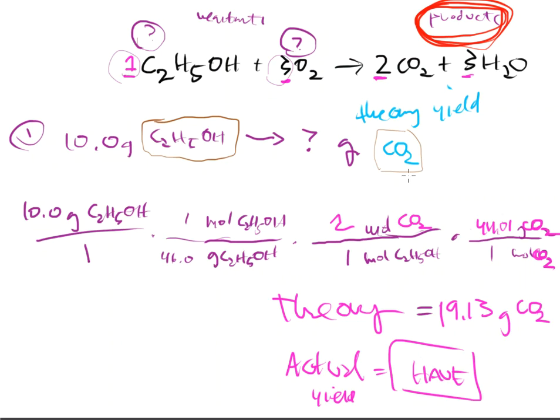The theory yield is what you should have ended up with. Shoulda, woulda, coulda. That's what that is. I shoulda, woulda, coulda had 19.13 grams of CO2, but when I made this and when I captured that CO2, I didn't get 19.13 grams of CO2, and instead my actual yield might have been like 10.7 grams instead. Well, that's what I actually got, so that is my actual yield. 10.7, I measured that.